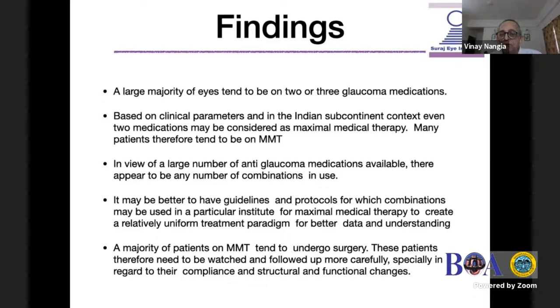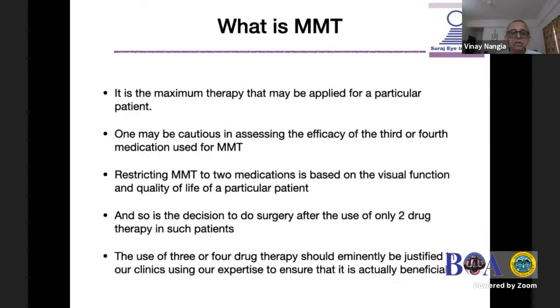In view of a large number of anti-glaucoma medications available, there appear to be any number of combinations that one uses, but it may be better to have guidelines and protocols for which combinations may be used in a particular practice, in a particular institute, for maximal medical therapy to create a relatively uniform treatment paradigm for better data and understanding. A majority of patients on maximal medical therapy tend to undergo surgery. These patients therefore need to be watched and followed up more carefully, especially in regard to their compliance and structural and functional changes actually. So what is MMT?